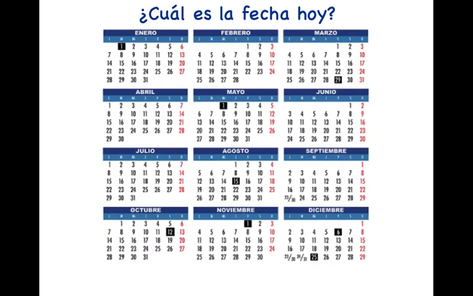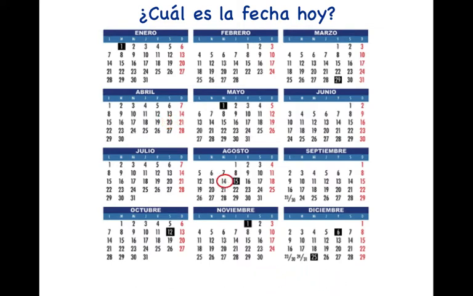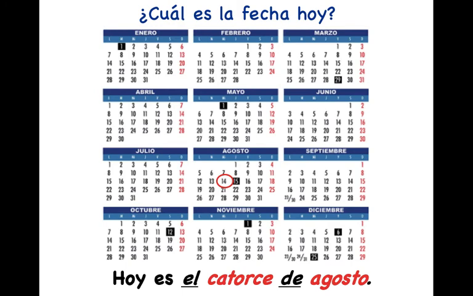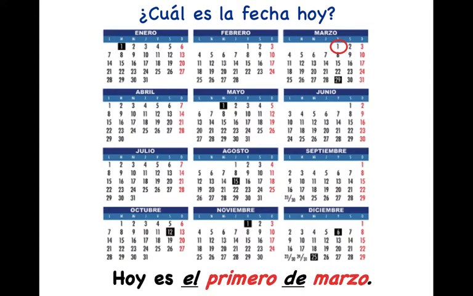¿Cuál es la fecha? Let's look at the calendario. You'll see a circle appear, and I will ask the question, ¿cuál es la fecha hoy? ¿Cuál es la fecha hoy? Hoy es el 20 de abril. Let's try another one. ¿Cuál es la fecha hoy? Hoy es el 14 de agosto. ¿Cuál es la fecha hoy? Hoy es el 1 de marzo.